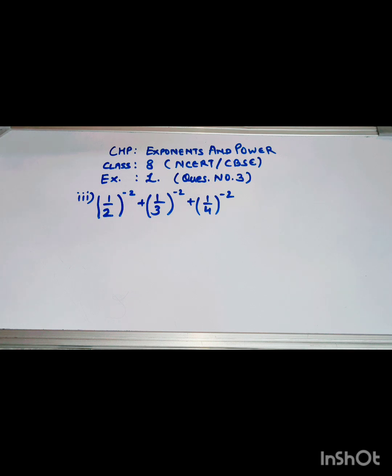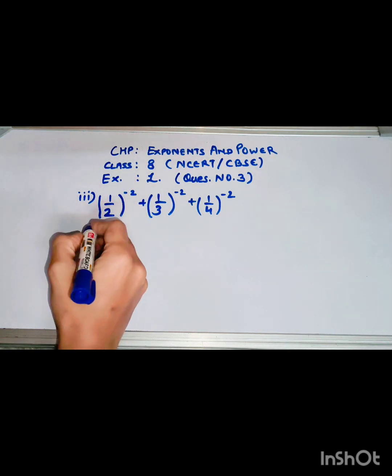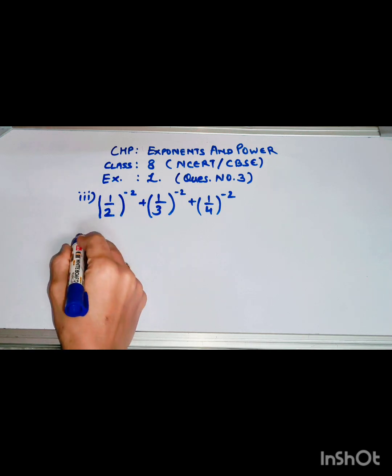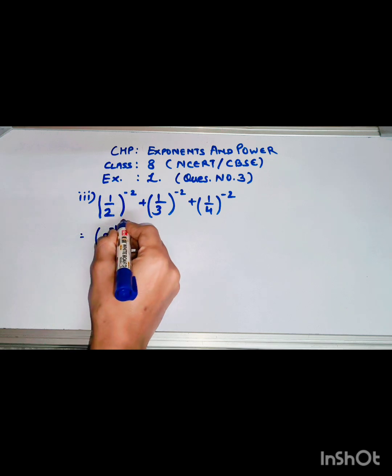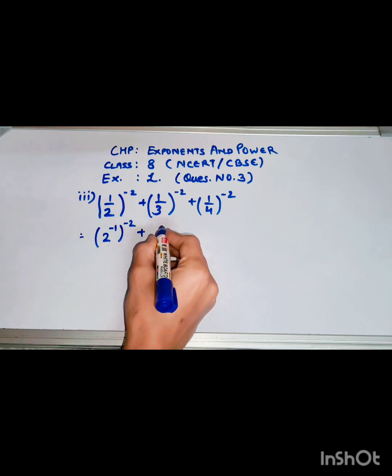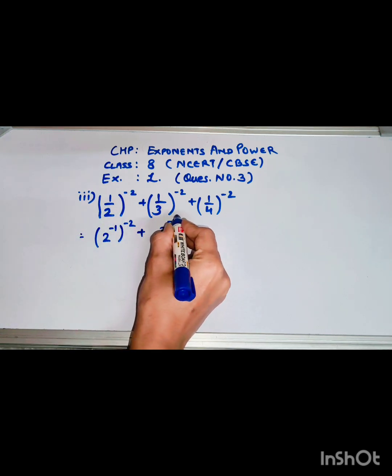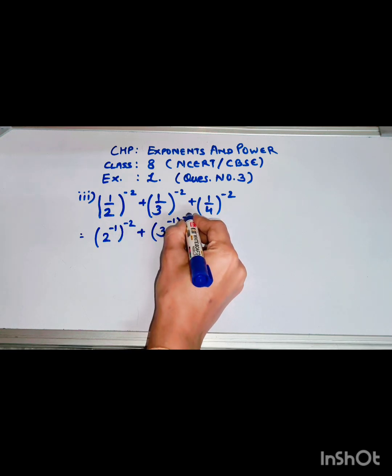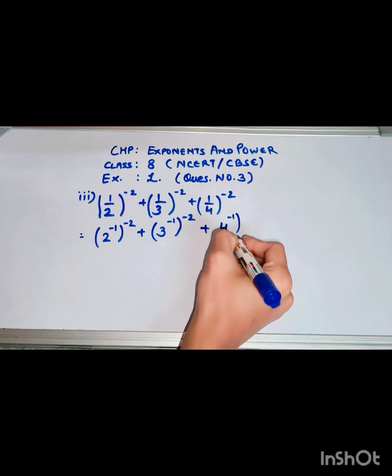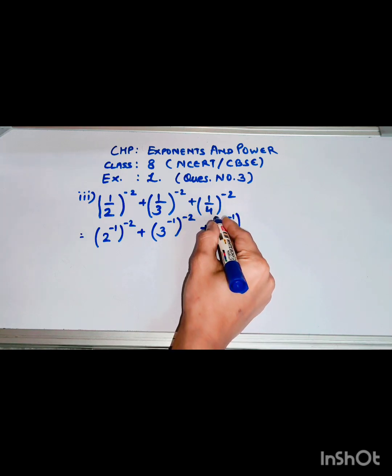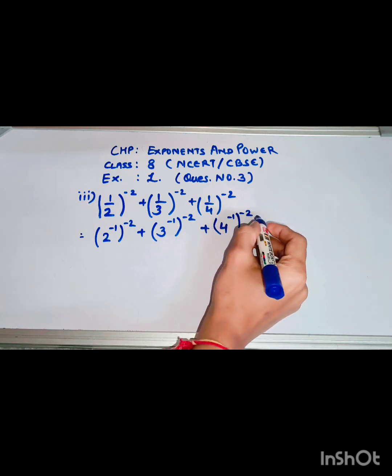Now we have powers in negative. But I can write 1 divided by 2 as (2 raised to the power 1) whole raised to the power minus 2 plus (3 raised to the power minus 1) whole raised to the power minus 2 plus (4 raised to the power minus 1) whole raised to the power minus 2.